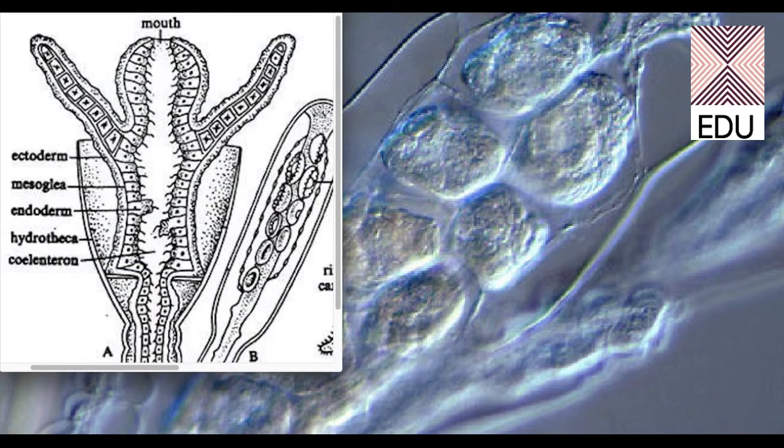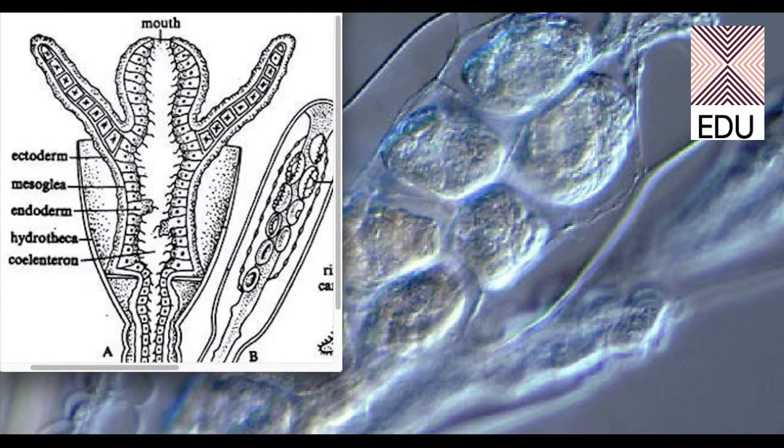On the very top you can see the distal end is produced into a conical elevation, which is called the manubrium. At the tip of the manubrium we have the mouth. The mouth opens directly into the gastrovascular cavity, which is present in the center.